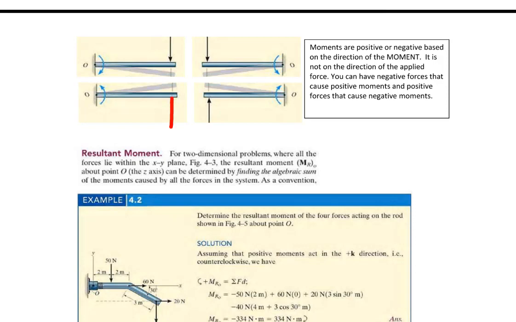Same thing here. I have a positive force. It's trying to rotate it going up like this way, and that'll become a positive moment, which is counterclockwise. Over here on the right, though, we have a negative moment, which is causing a counterclockwise rotation. So I'd have a negative force causing a positive moment. Or in this case, I have a positive force causing a negative moment. So it depends not on the direction of the forces, but the direction of the moment. So you have to be careful about the direction of the twist or the rotation.